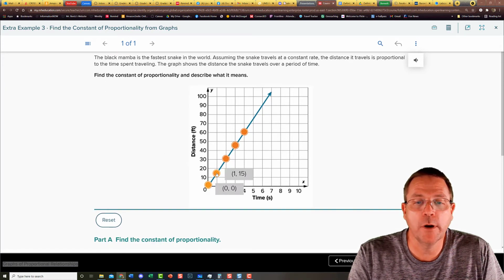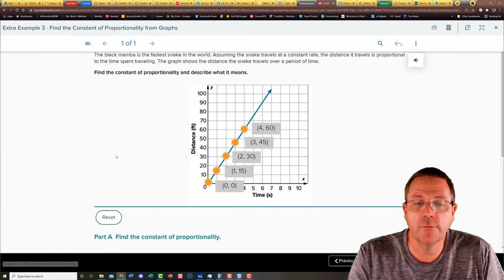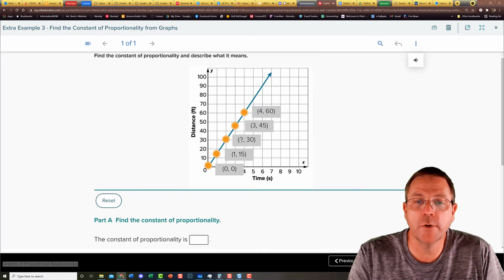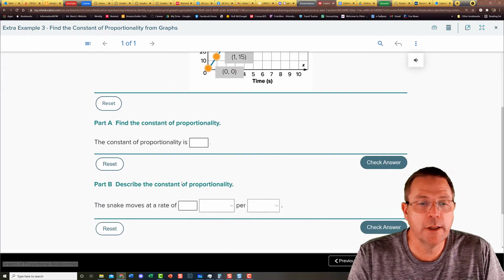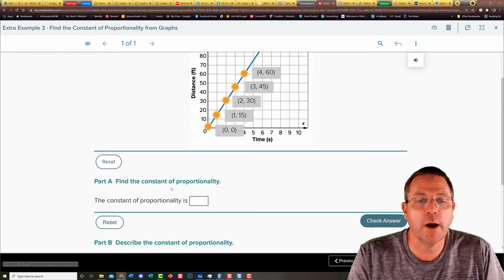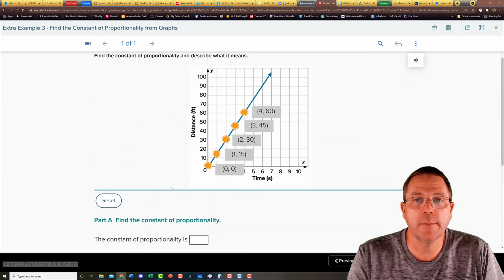Well, you got (0, 0), (0.115, ...), (0.230, ...), (0.345, ...), and (0.460, ...). Notice how those are written: parentheses, number, comma, space, number, close parentheses. You pause the recording, find your constant of proportionality, and describe what that constant of proportionality means.